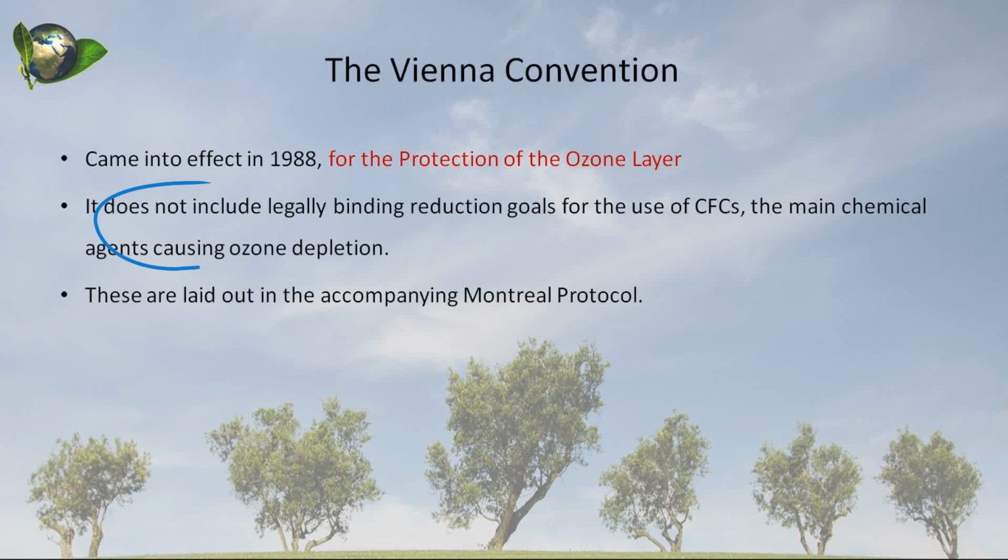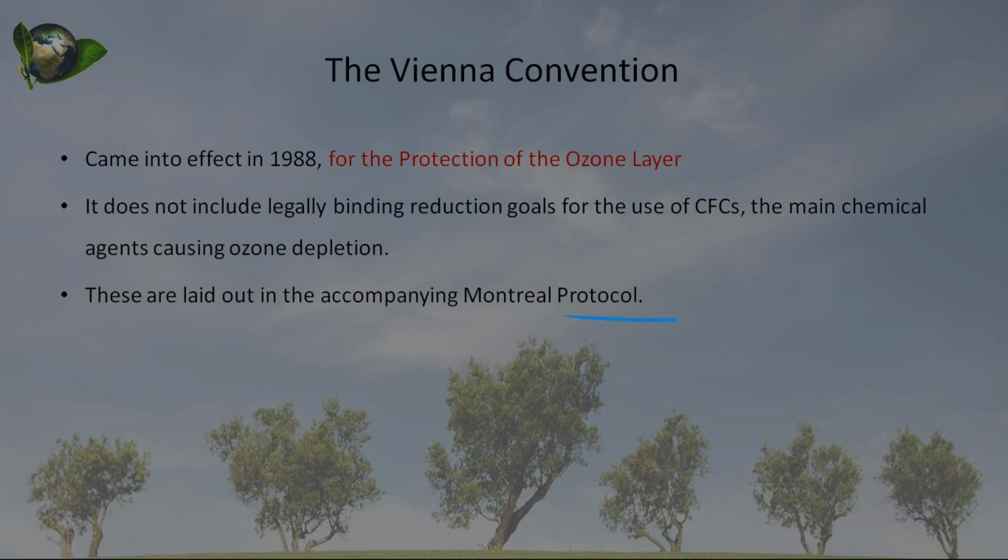It does not include legally binding reduction goals for the use of CFCs. Please write the full form in the comments. The main chemical agents causing ozone depletion, CFCs are the main chemical reason why ozone is depleted, and these are laid out in the accompanying Montreal Protocol. As I've already told you, the difference between convention and protocol is that a convention is an overall agreement, while a protocol is something specific and legally binding.